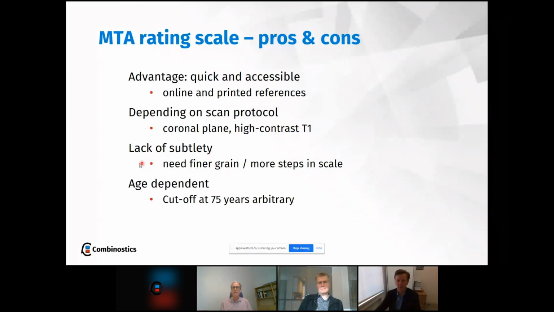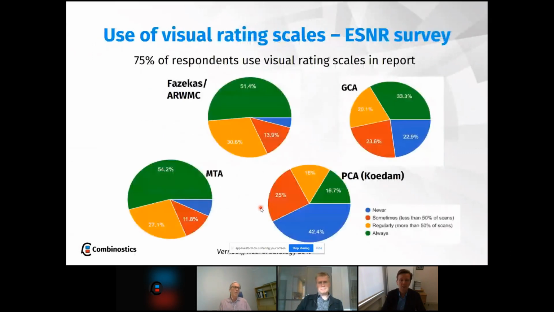One drawback is the lack of subtlety, because we can only have 0, 1, 2, 3, or sometimes 4. But sometimes you think, well, this is really a 1+ or a 1.5, which in fact I sometimes put in my report. I say that the MTA score is 1 to 2 on the left, and just more than 2 on the right. So you can use it a little bit in words, but it's not very subtle. And then the biggest point is the age dependency, which does apply to volumetrics as well, of course, but certainly the cutoff that we have at the moment of 75 years is arbitrary.